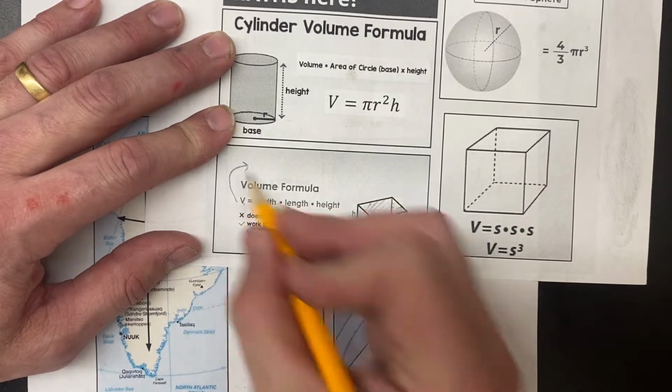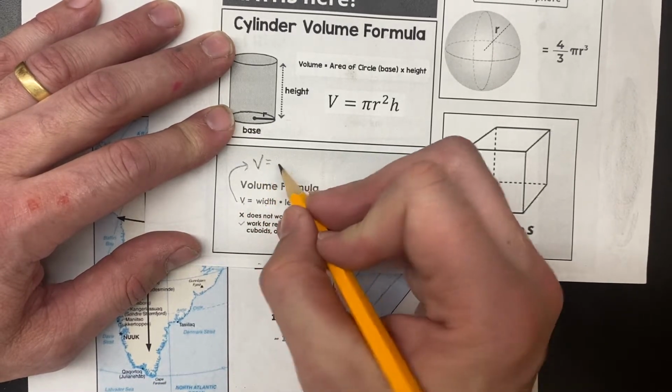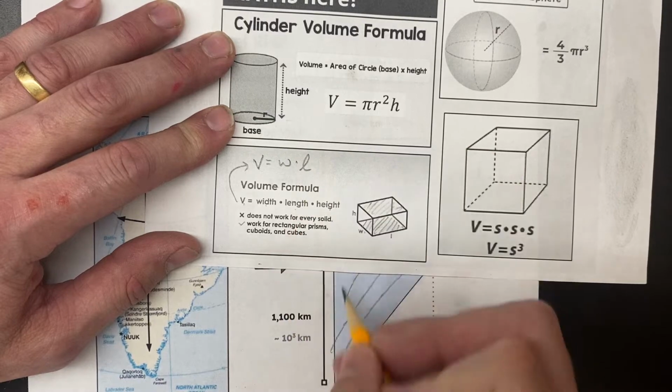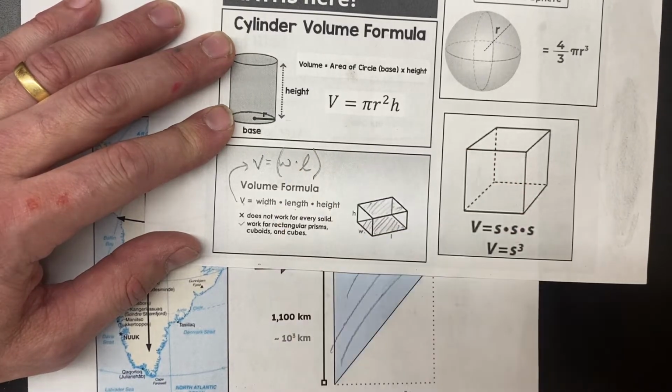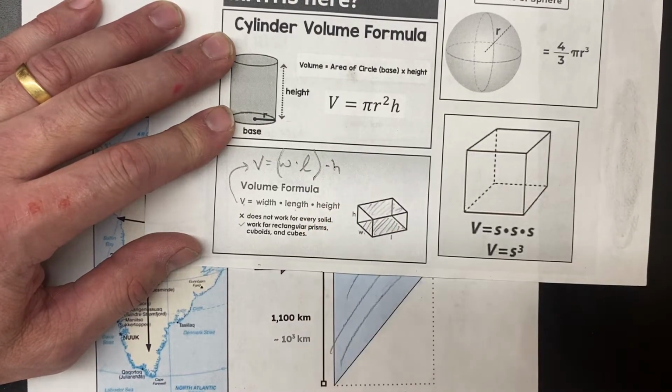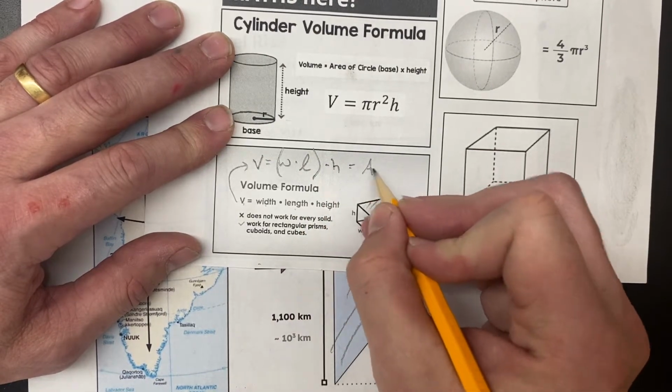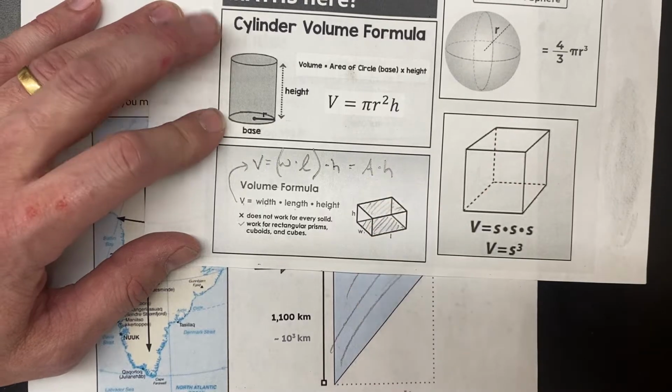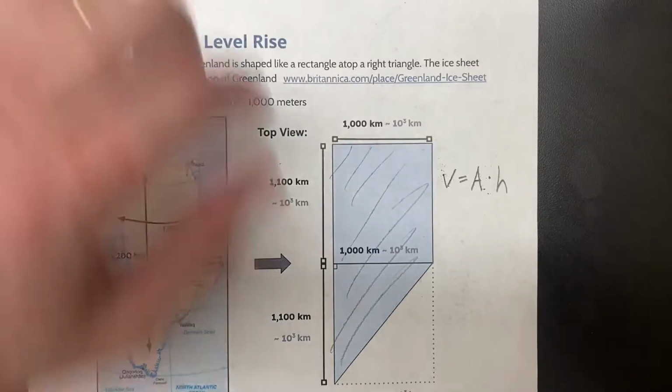So another way of writing this would be V equals (width times length) times the height, because width times length is equal to area. So that would also equal area times the height. Let me show you what that looks like for this funny shape here.